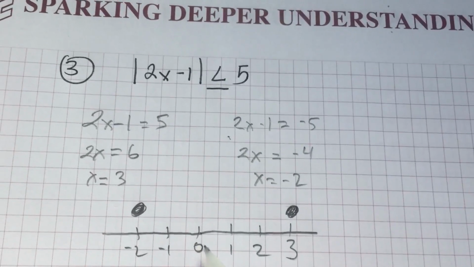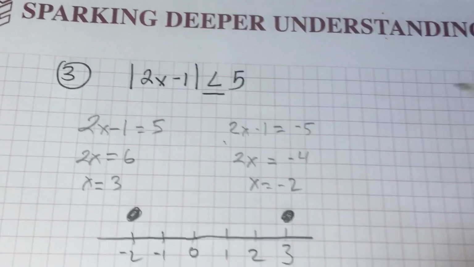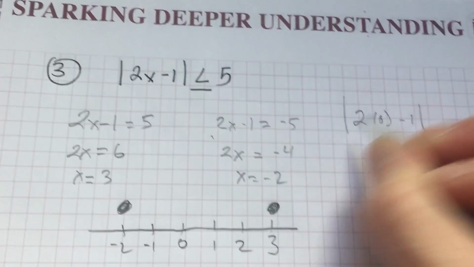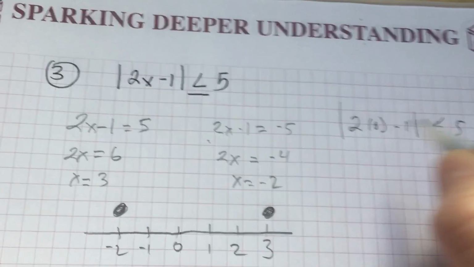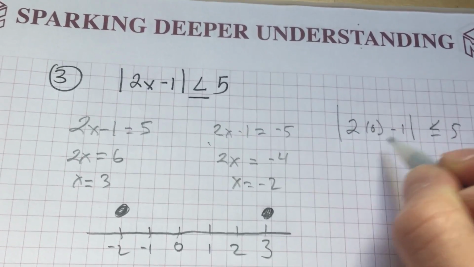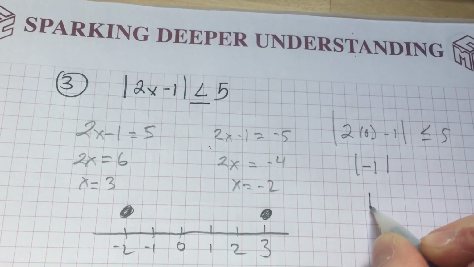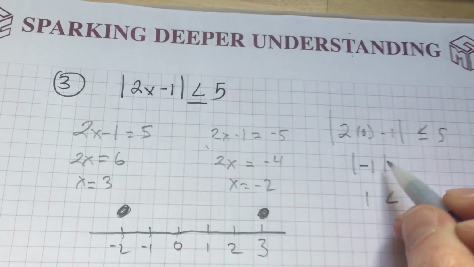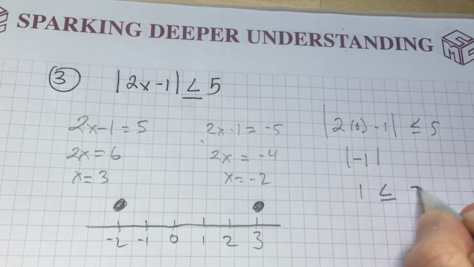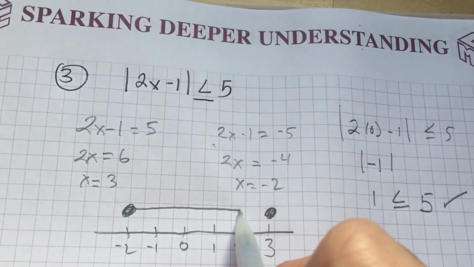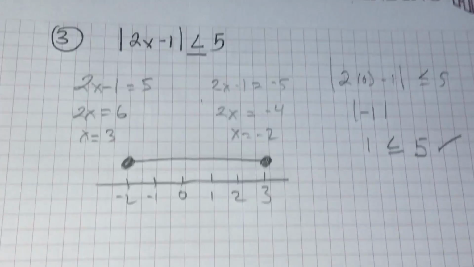So let's just double check. I'm going to plug in 0. Again, I like that number. So 2 times 0 minus 1 inside your absolute value, less than 5. So 2 times 0 is 0. 0 minus 1 is just negative 1, and the absolute value of negative 1 is definitely smaller than 5. So that is a true statement, which means everything in between is a solution.